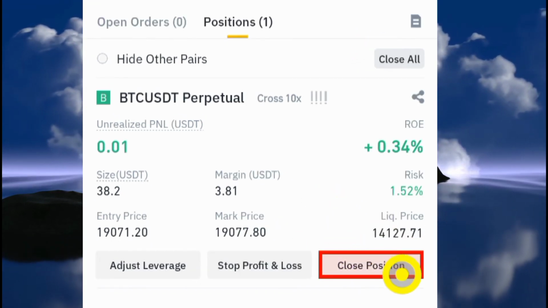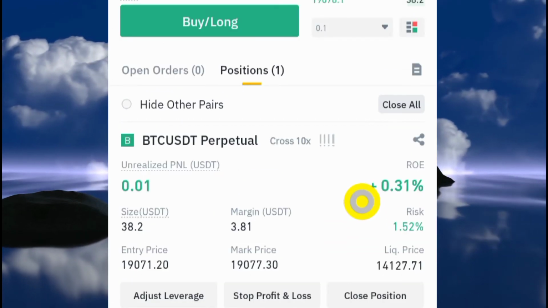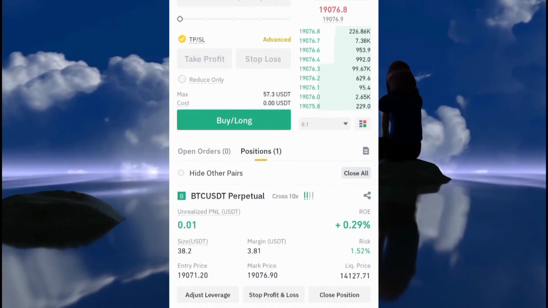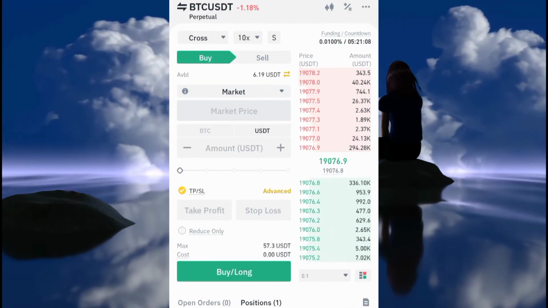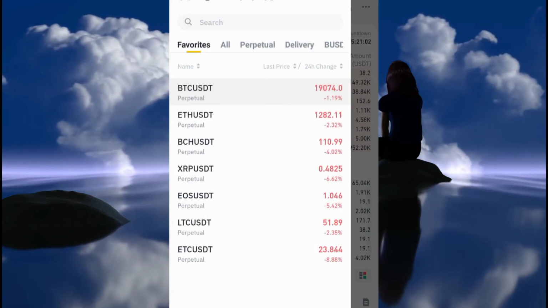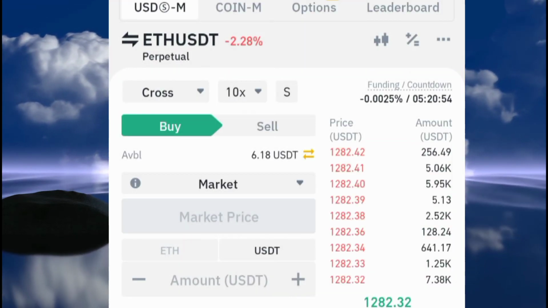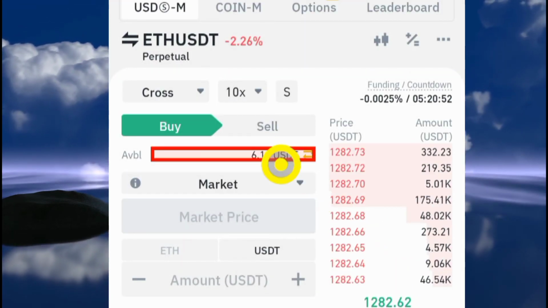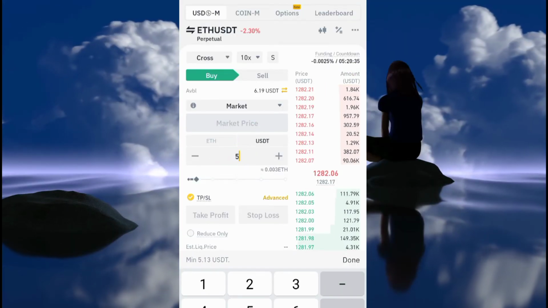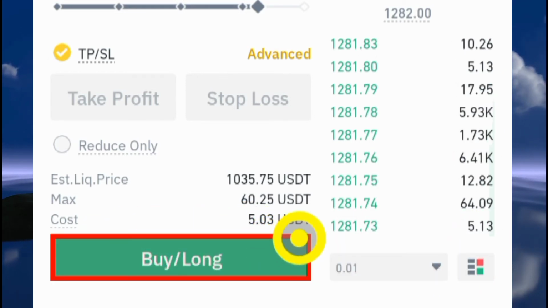Then you can see here it tells me this is my liquidation price. As you can see, I'm already in profit, making 0.31% profit. So if I decide to open another position using this cross mode, I come here again, click on that, and then select maybe ETH USDT. Click on that right there, and again you can see I am using a 10x leverage here. If I put maybe 50 here, it tells me I would have to spend about 5 USDT for this trade.